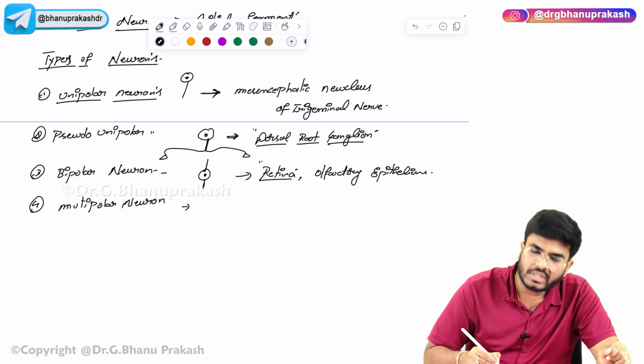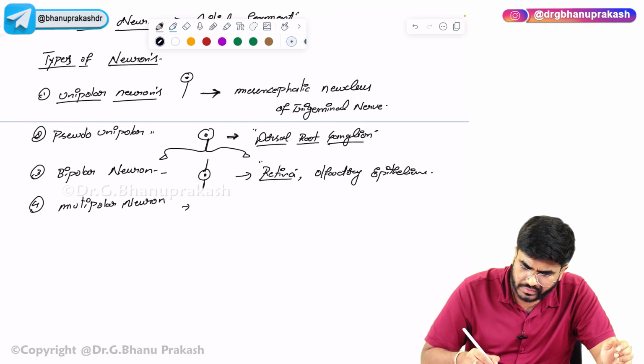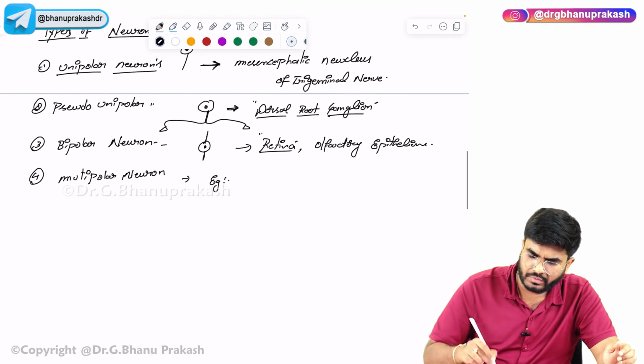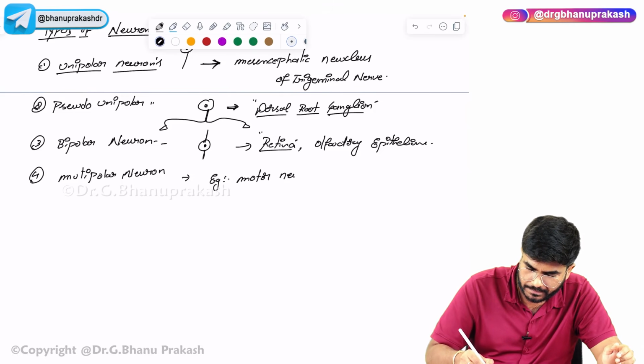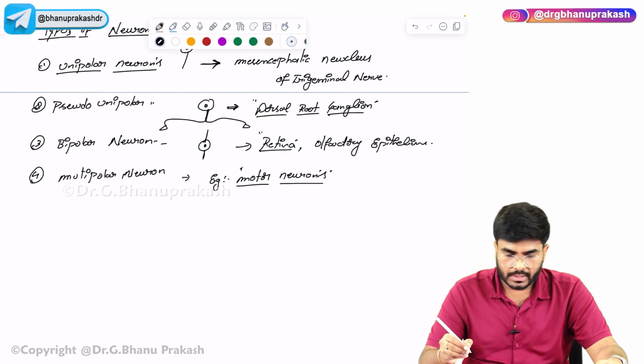Next, multipolar neurons are present in many places in the body. For example, if you want one example, that is motor neurons. The alpha motor neurons are examples of multipolar neurons.